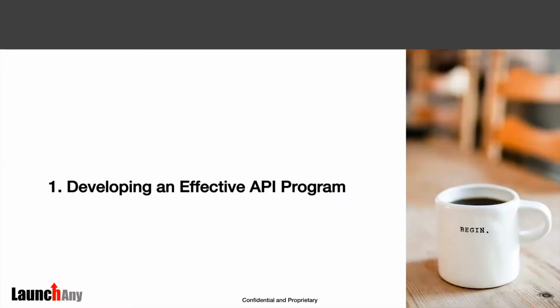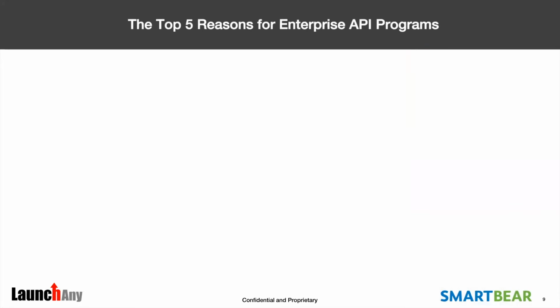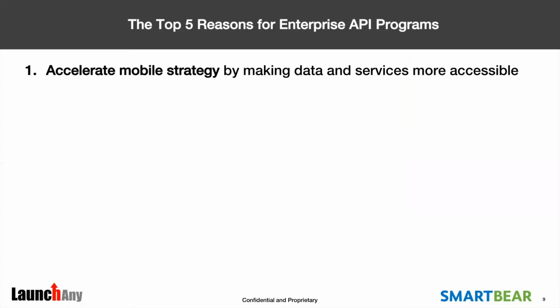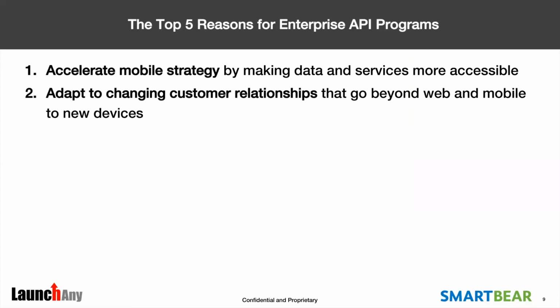So let's dive into the first one, developing an effective API program. Now, most enterprises, when they undergo this digital transformation process, generally start with an API program that focuses on one of these top 5 reasons. Most often, it's to accelerate their mobile strategy. They need a mobile application. They need to make their data and their internal services more accessible. But we're also seeing enterprises starting to adapt to the change in customer relationships, that the channels by which they communicate and work with and interact with customers are going beyond web and mobile. They're really now going to voice, chat, and a number of other areas.